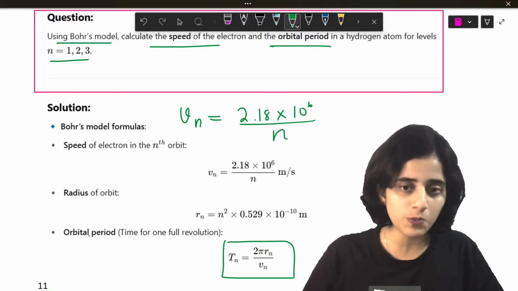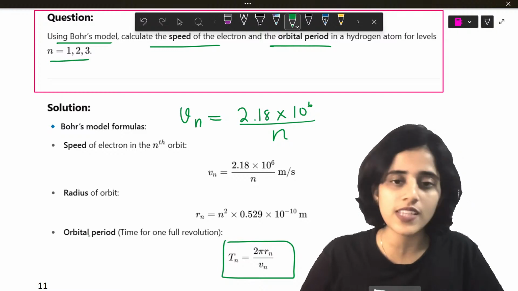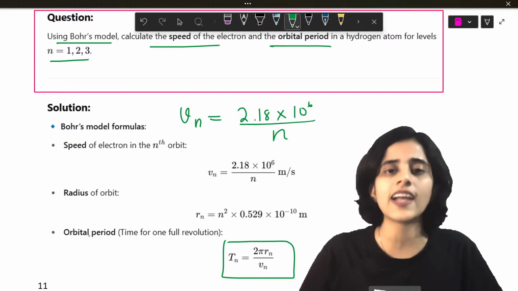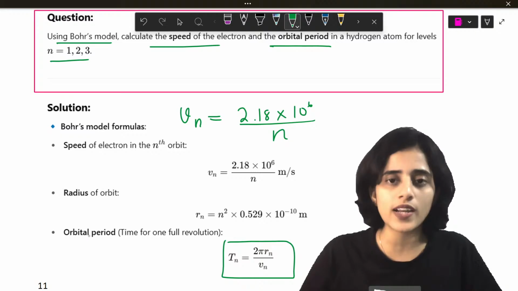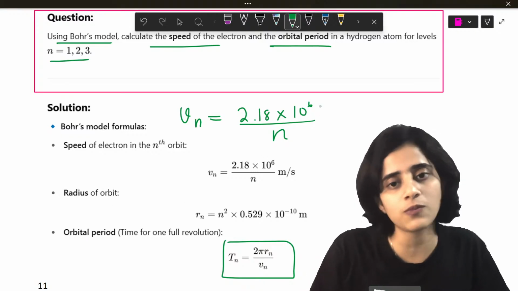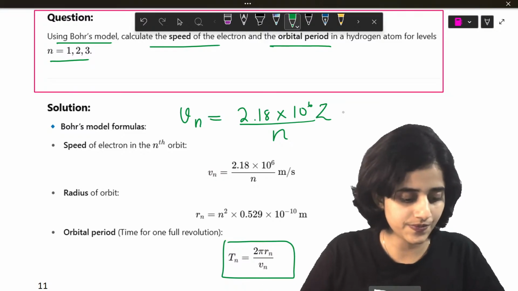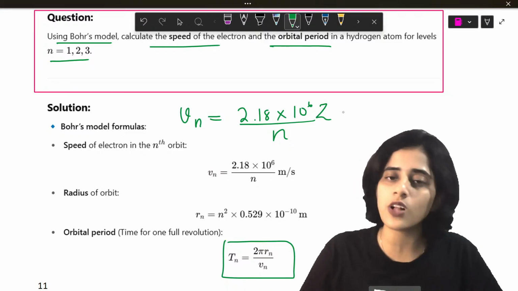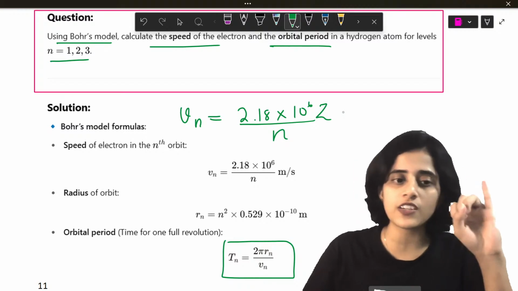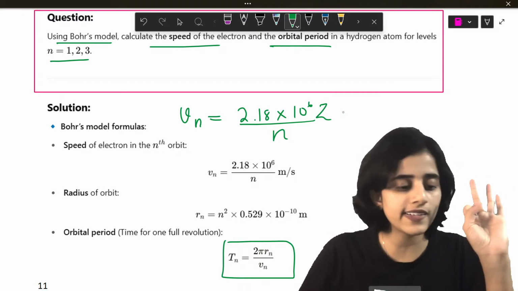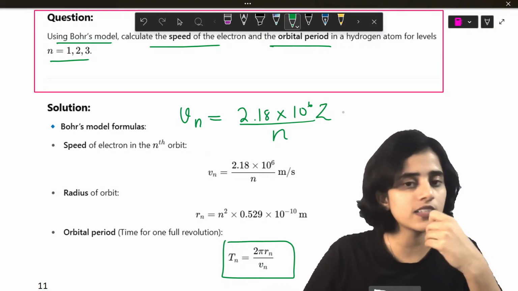V is equal to 2.18 into 10 raised to 6 into Z by n. Z is 1, it's a hydrogen atom, right? So you don't have to take Z. You can put Z also, but Z is 1. So these formulas you can keep in mind: speed of electron, radius of orbit, orbital time period. These are the three formulas.